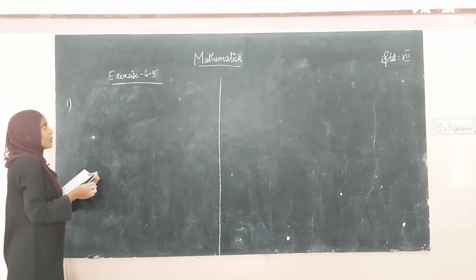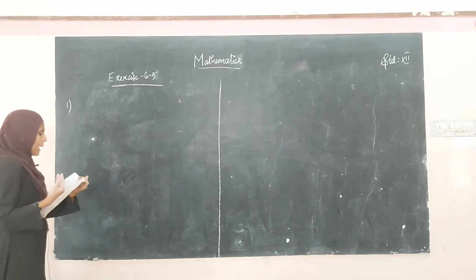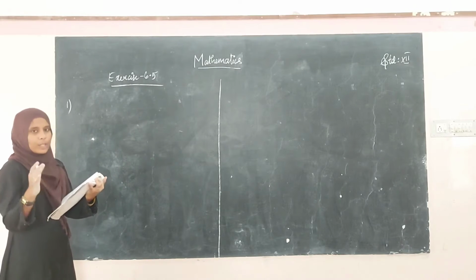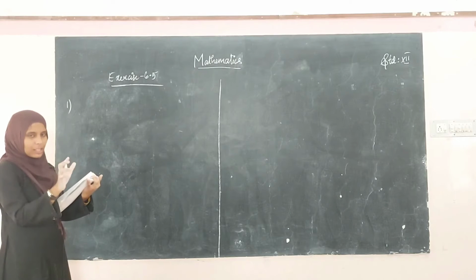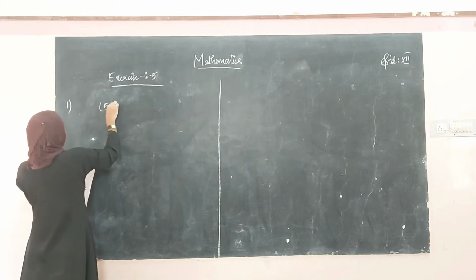In today's class, we are going to solve the sums in exercise 6.5. Okay, see the first sum. Find the parametric form of vector equation and Cartesian equation of a straight line which is passing through the point. So, that straight line is passing through a point. The point is given as (5, 2, 8).